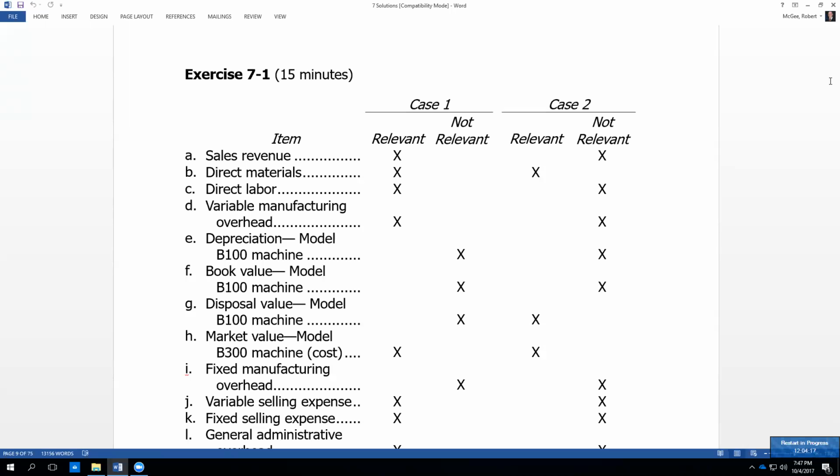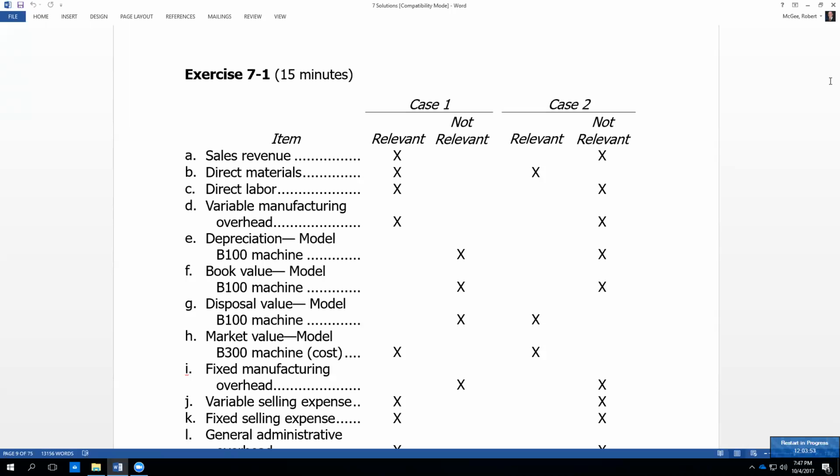Variable selling expense. If the sales staff gets a commission for each unit they sell, if you buy the new machine, they're going to sell more units. So you're going to have more commissions. So that's variable selling expense is relevant. Fixed selling expense, if there is a fixed selling expense, if you buy the new machine, you're going to have more sales, therefore more expenses.